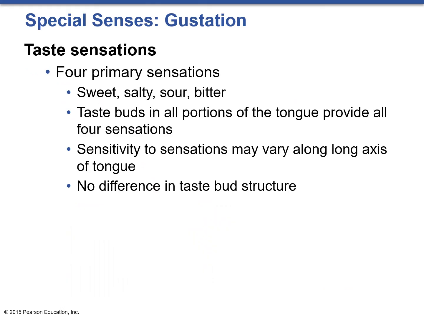We have 4 primary sensations that these taste buds will actually detect: sweet, salty, sour, and bitter. The taste buds throughout the tongue actually provide all 4 sensations because there's no difference in taste bud structure that detects these. They all can detect all of them. However, there is a sensitivity to these sensations across the long axis of the tongue for many individuals.